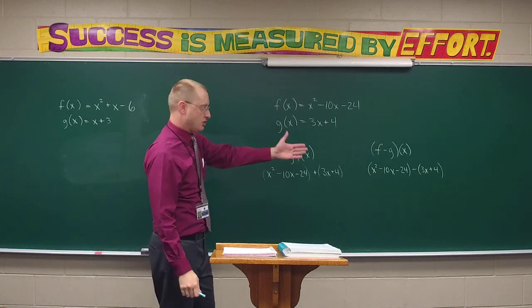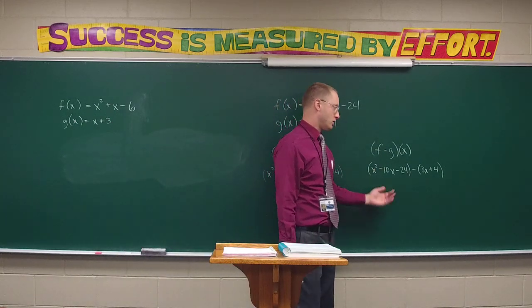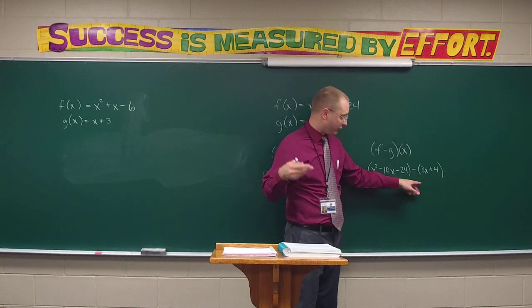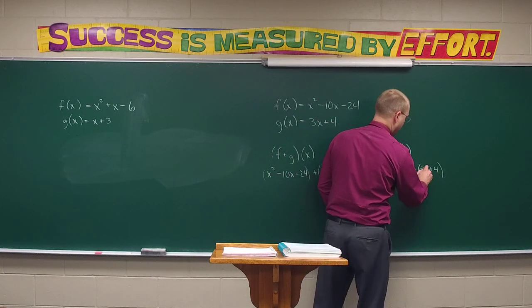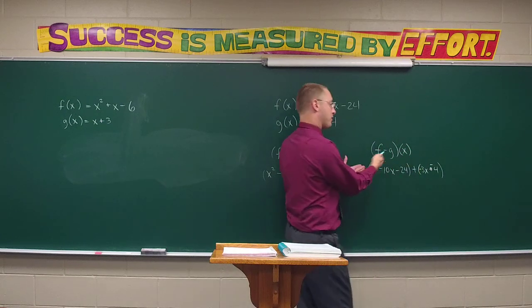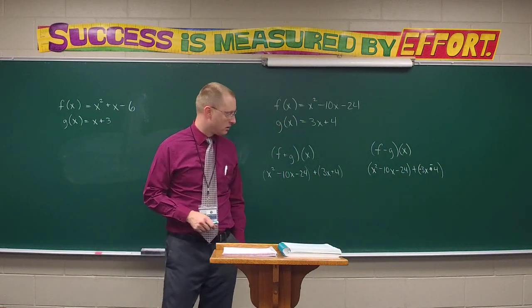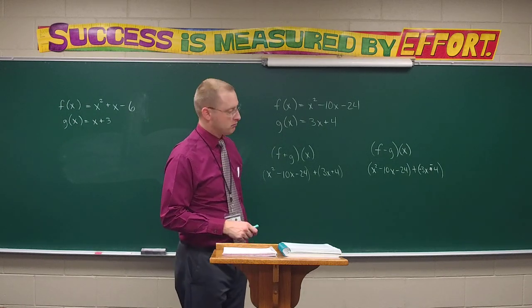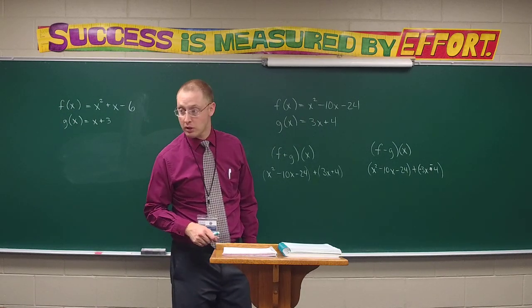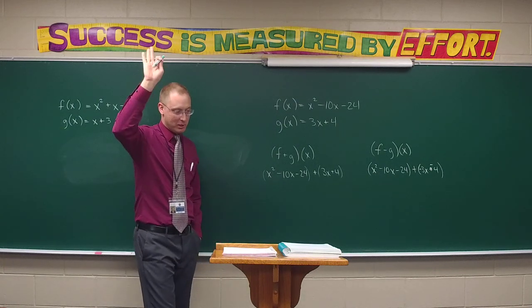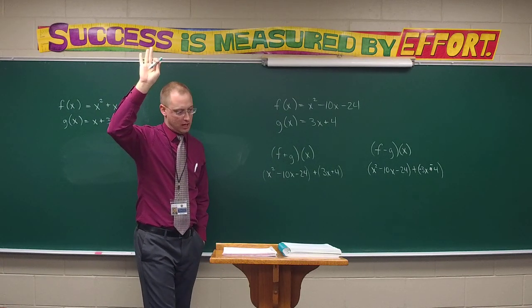And then for (f - g)(x), it means take the f function, subtract, or class, add the inverse of the g function. So here, the only trick was remembering to add the inverse of both the 3x and the 4. What do we get for our answer there, Brandon? x² - 13x - 24. Negative who? And 28. There we go, negative 28. x² - 13x - 28. How many had that for number 28? I think that's what that was.